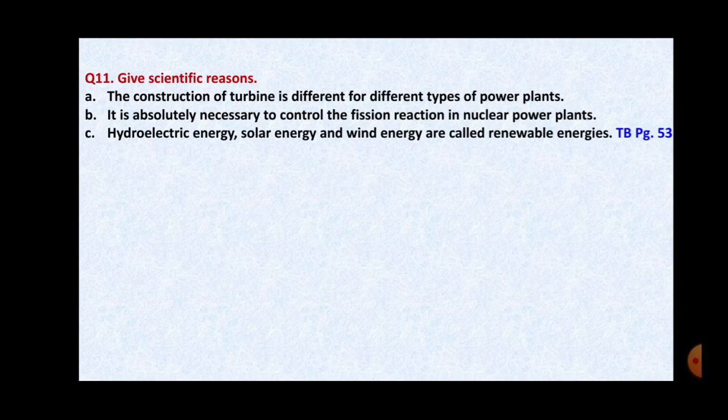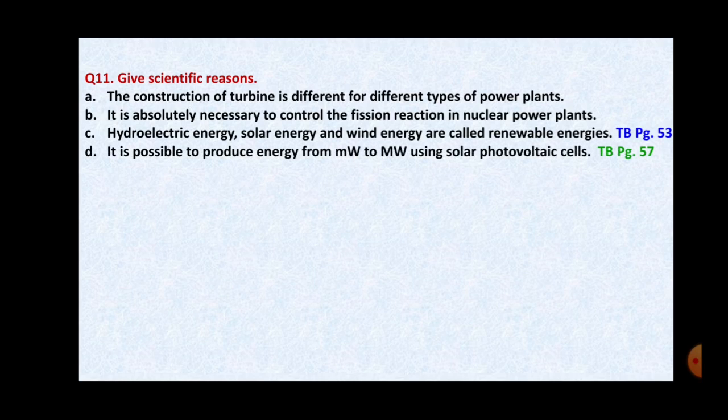Okay. And they can be renewed, right? And thus the hydroelectric energy, solar energy and wind energy are called renewable sources of energy because they can be replenished, they are present in abundance and they are never going to be exhausted. Okay.